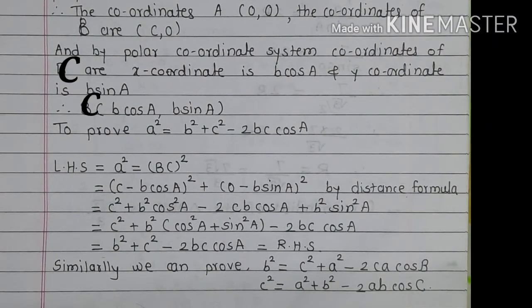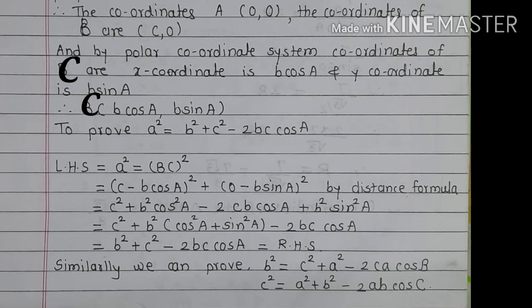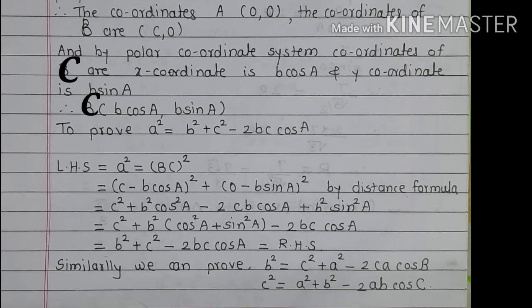Now to find coordinates of vertex C, we are going to use polar coordinate system. In polar coordinate system, we know that x is equal to r cos theta and y is equal to r sin theta. Here r is equal to b and theta is equal to angle A. Therefore, coordinates of C are x coordinate b cos A and y coordinate b sin A.